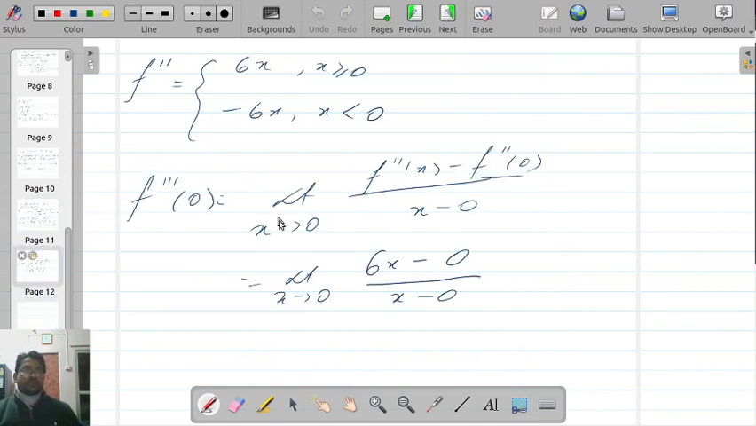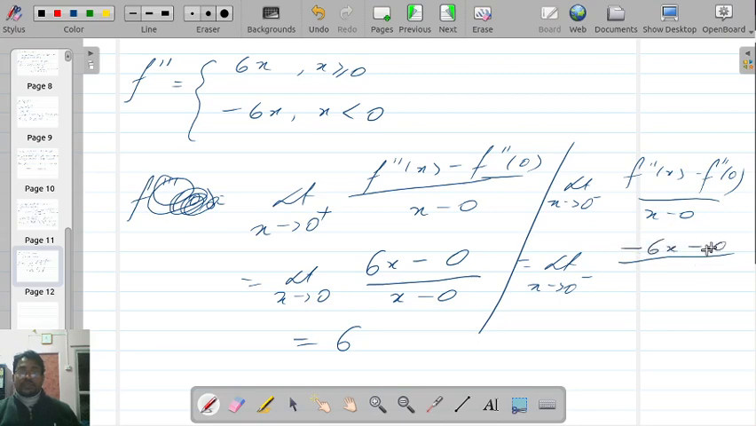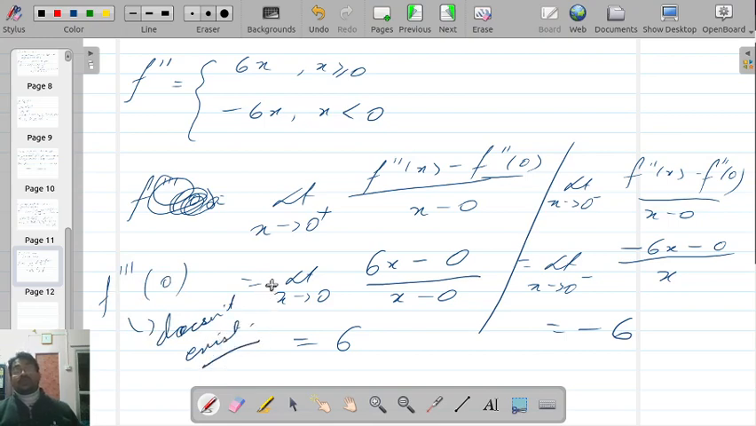So here also, instead of writing f triple dash directly, let us try to evaluate limit x tends to 0 plus of this. So this comes out to be 6. But if you evaluate limit x tends to 0 minus of f double dash x minus f double dash 0 divided by x minus 0, so this will be equal to limit x tends to 0 minus of, on the 0 minus side it is defined as minus 6x minus 0 divided by x. So there it is actually minus 6. So that means this function f triple dash 0 doesn't exist. So this is an example of a function which is differentiable twice at a point, but not 3 times.